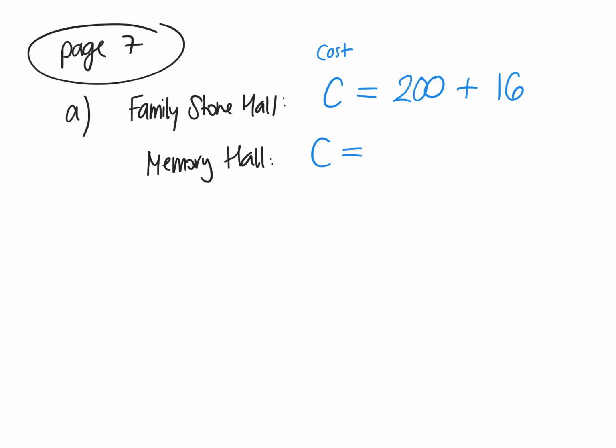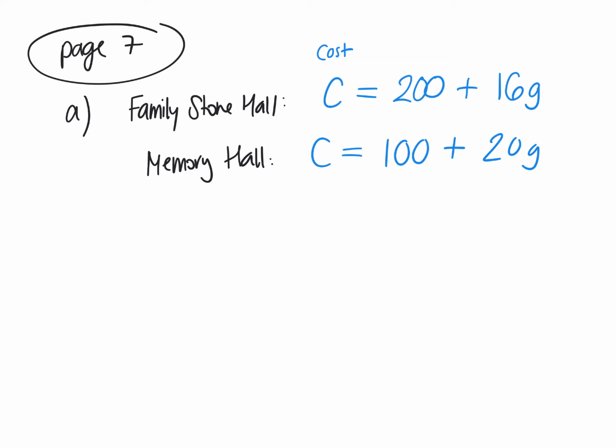G, X, I'll put an X, okay? Actually, they told you to put a G, right? Okay, it's $16 per guest, but you have to pay a flat fee of $200. For the second hall, how much is it? The Memory Hall, $100 plus.